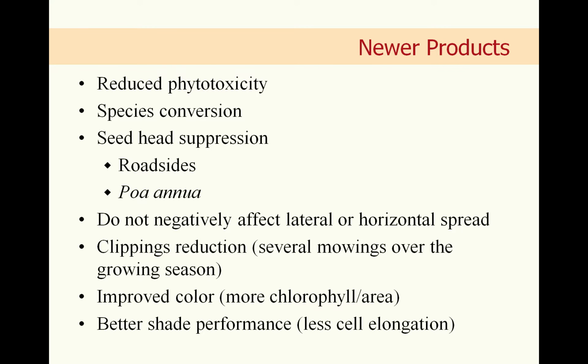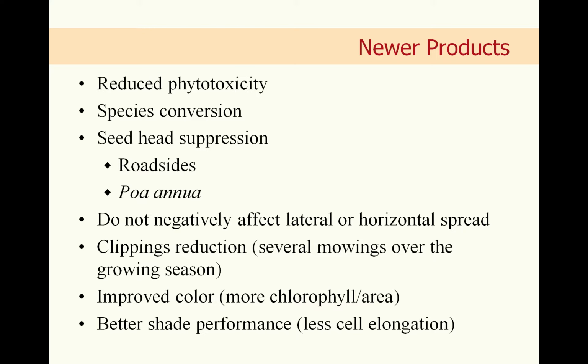So the newer products that have been used in the last couple decades are much reduced in their phytotoxic effects on the plant. They are often used for species conversion, where they take advantage of that differential suppression in a mixed stand. And they're used commonly for seed head suppression. They generally do not negatively affect any lateral or horizontal spread. In fact, they usually help out in that area. And the big thing is clippings reduction. You can reduce the mowings by several times over the growing season.